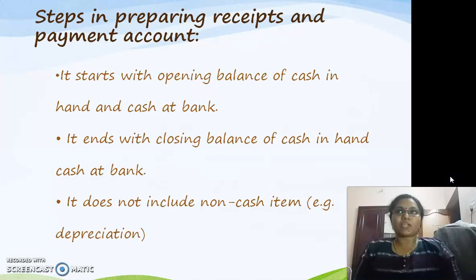Next, we are going to see the steps in preparing the receipts and payment account. The first thing we need to remember is that it starts with the opening balance of cash and bank, and it ends with the closing balance of cash in hand and cash in bank. It does not include non-cash items, for example, depreciation.